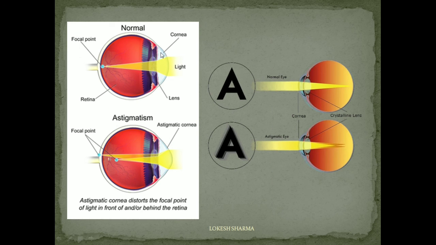Here you can see this is the normal shape of the cornea and the image is formed on the retina, but here you can see the shape of the cornea is not normal, it is distorted. So the image is formed before the retina and we see a blurred image like this. This is the clear vision and this is the blurred vision. Hence, the image is formed before the retina because of the distorted shape of the cornea.